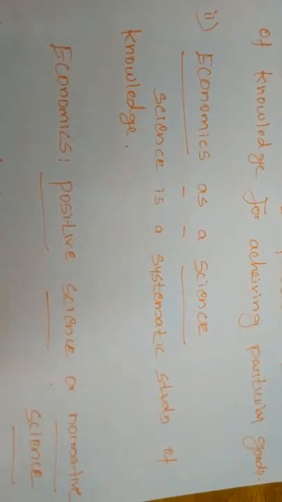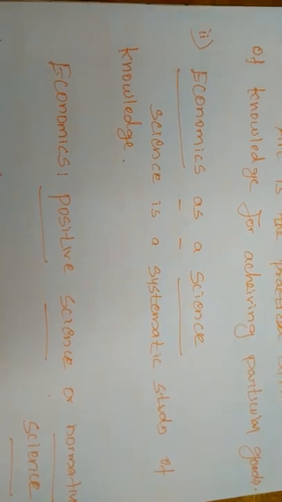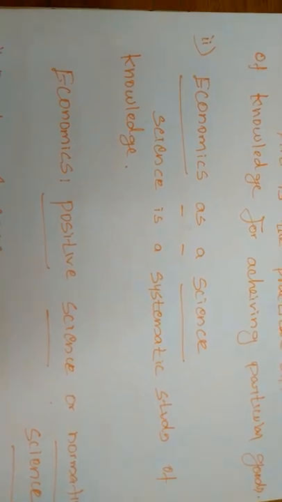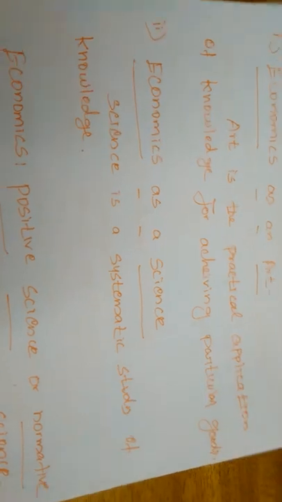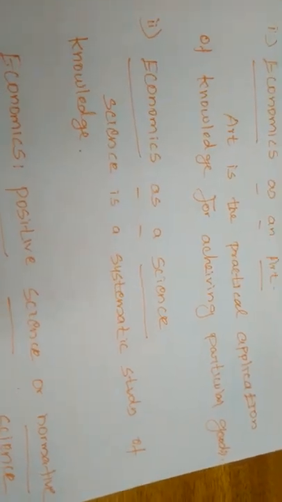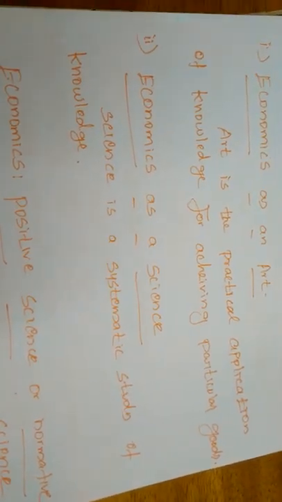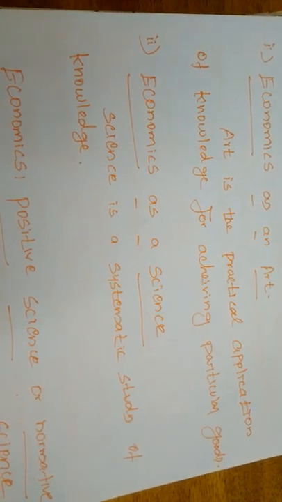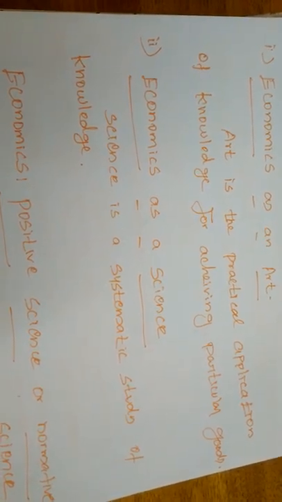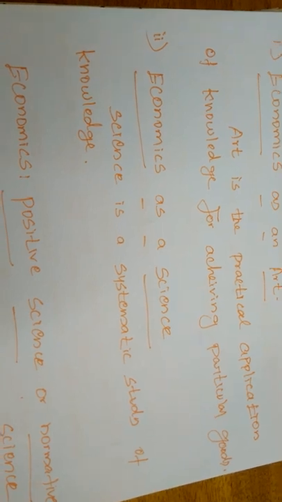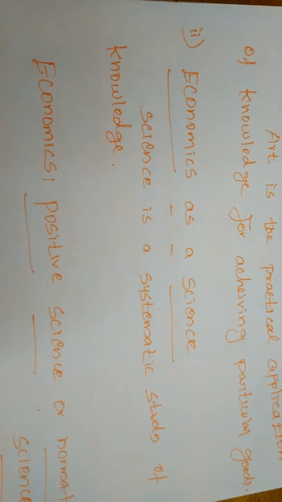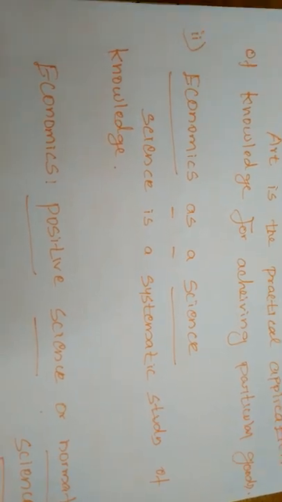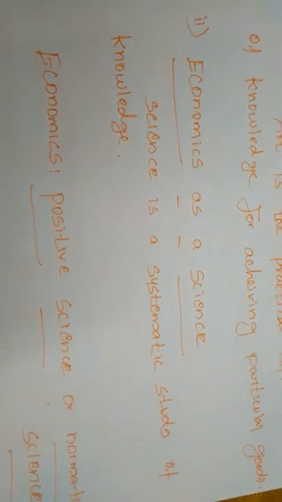On another side, science develops the correlation between the cause and the effect. For example, in Newton's law, the cause is throwing a stone up to the sky. That is the cause. The effect is that it will come back down. Like that, in economics also, some cause and effect relationships are there.